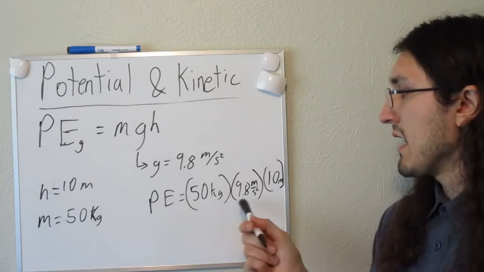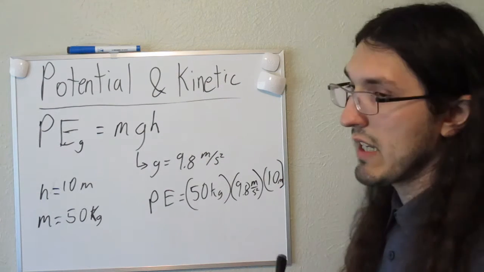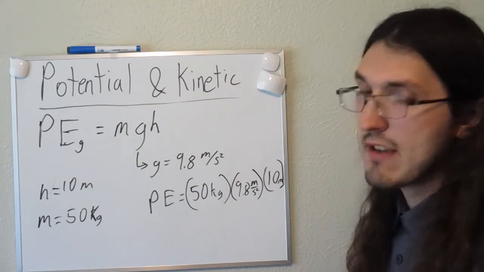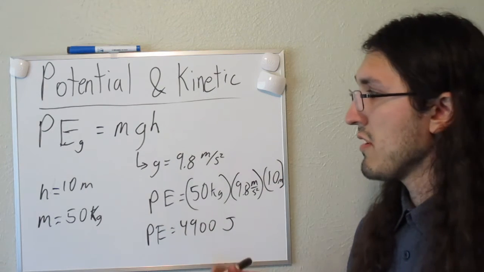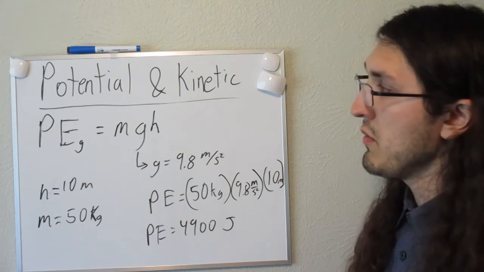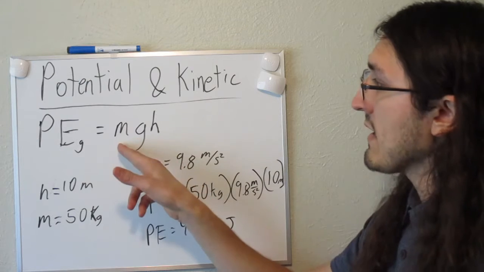Okay, so I have 50 times 9.8 times 10, plug that in my calculator, and I get 4,900 joules. So that's how you use this equation to solve for potential energy. Now I'm going to show you how to solve for the mass and for the height.